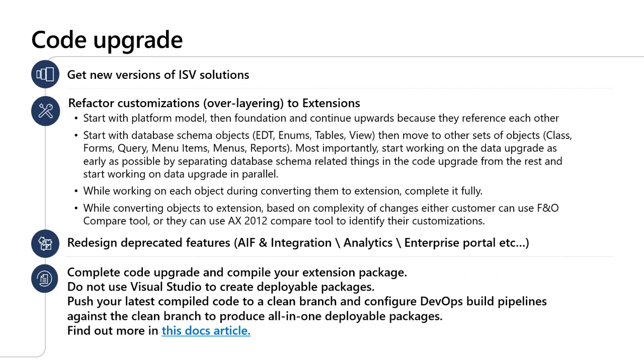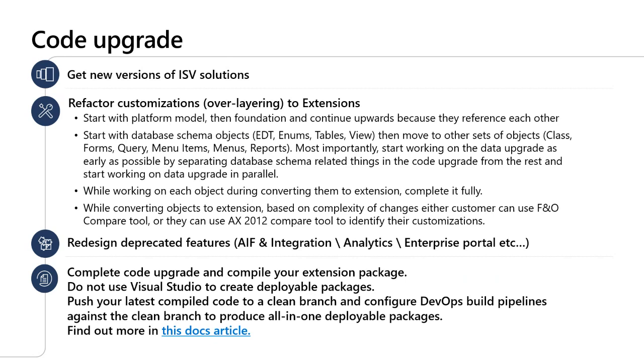In our engagement, we took the below approaches. Start with the platform model, then foundation, and continue upwards because they reference each other. Start with database schema objects like EDT, enums, tables, views, then move to the other set of objects: classes, forms, query, menu items, menus, reports. Most importantly, start working on the data upgrade as early as possible by separating database schema related things in the code upgrade from the rest and start working on the data upgrade in parallel.